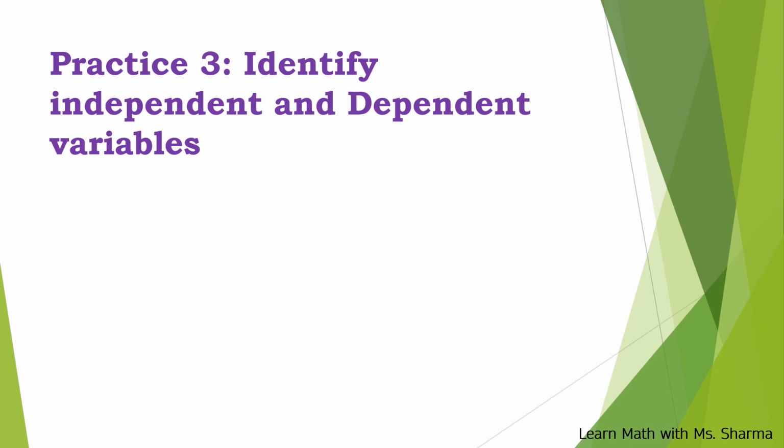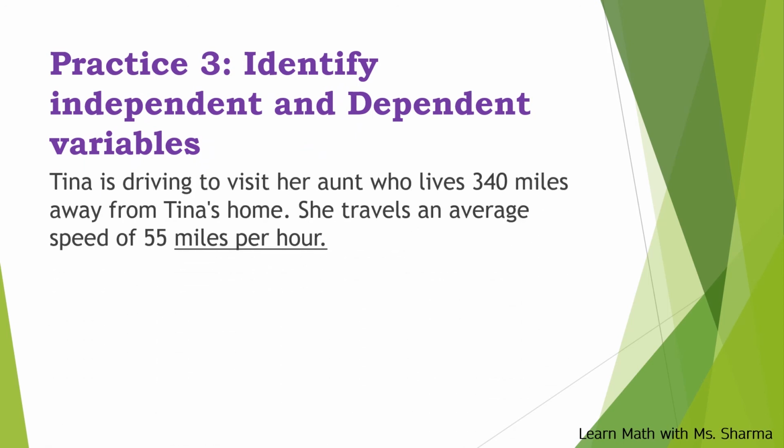Practice 3. Identify independent and dependent variables. Tina is driving to visit her aunt who lives 345 miles away from Tina's home. She travels at an average speed of 55 miles per hour. Miles per hour is underlined. In coming lessons, you will see that per is the word used for rate of change, for the slope, change in y over change in x. So you have miles per hour. Miles is the distance, hour is the time.